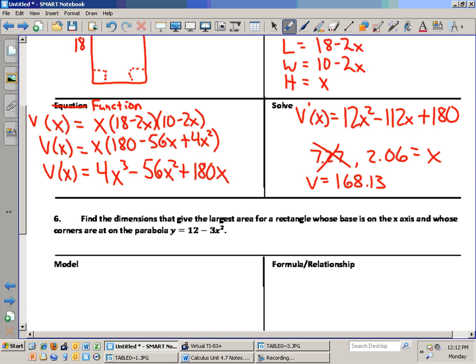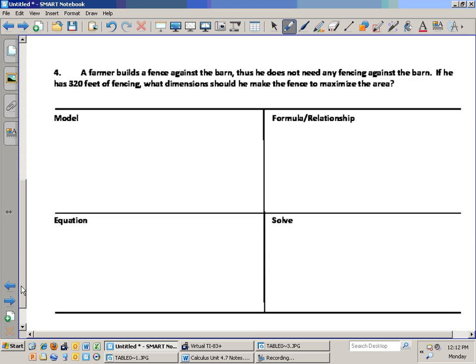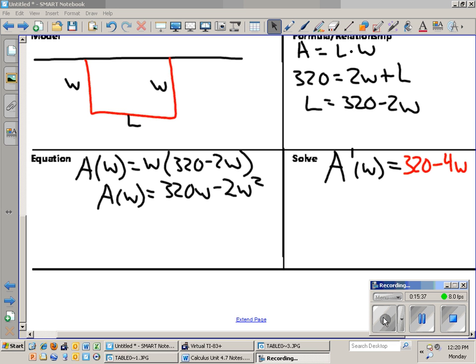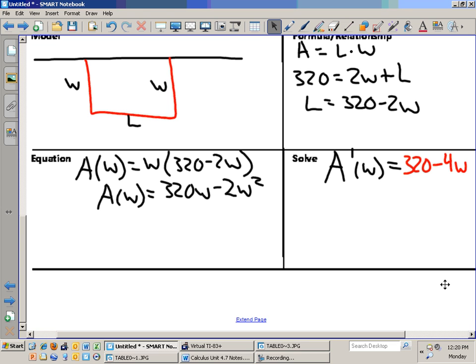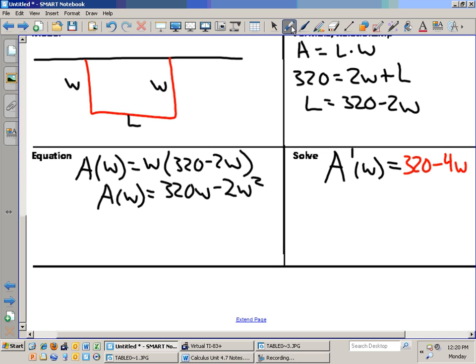Your turn to try one on your own. I will pause this, and you can give it a shot. Okay, if you look back up here, we come up with A prime of W is equal to 320 minus 4W. And so when you solve for it, 0 equals 320 minus 4W. You should get W is equal to 80, and then length ends up being equal to 160 when you plug it back in.